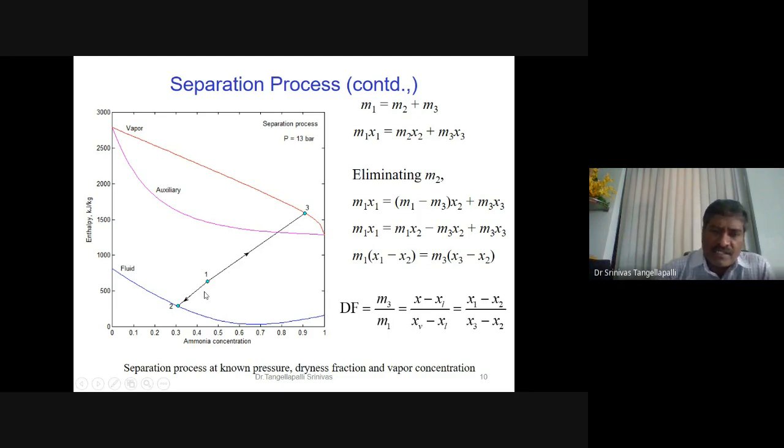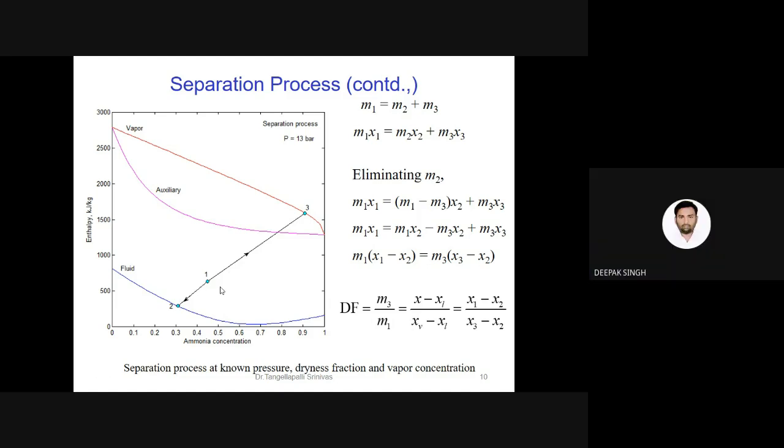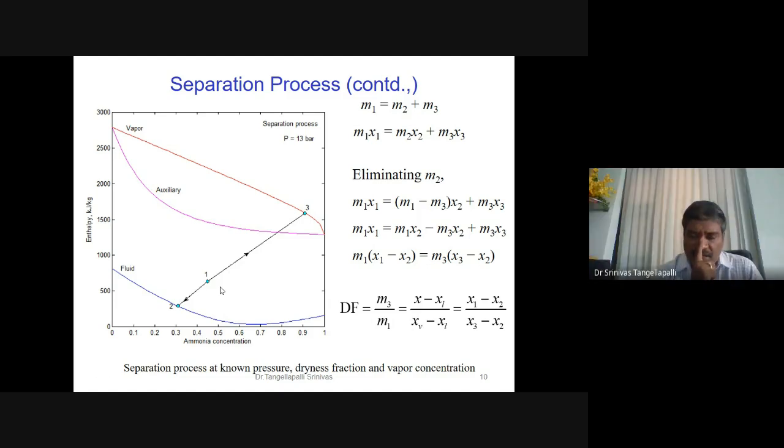My question is, by seeing the relative position of 1, 2 and 1, 3, what is the dryness fraction? What is the value of the dryness fraction? Is it less than 0.5 or more than 0.5? I'm asking approximately, not the exact value. We can estimate by seeing the length whether the dryness fraction is more or less. Less. The dryness fraction is less.